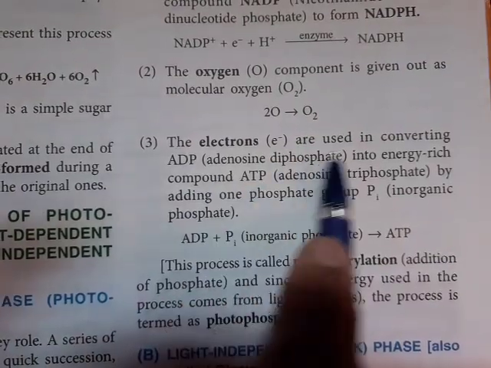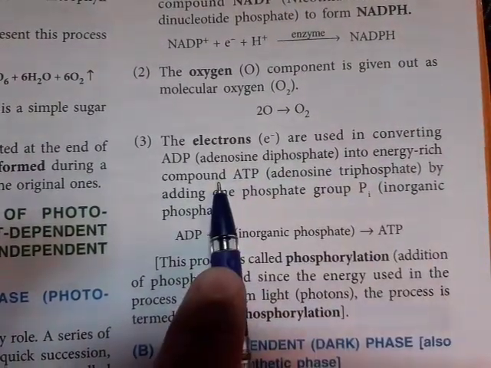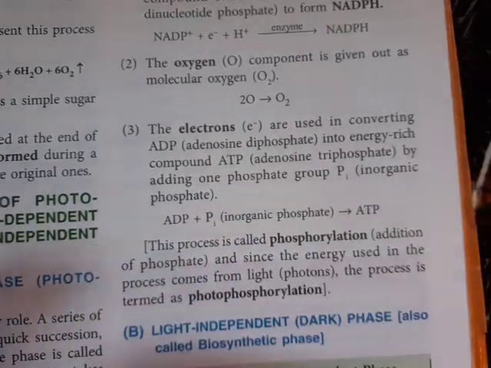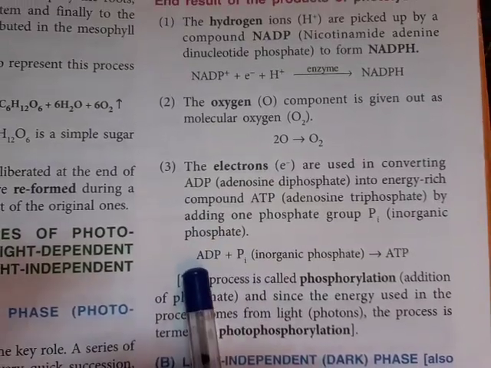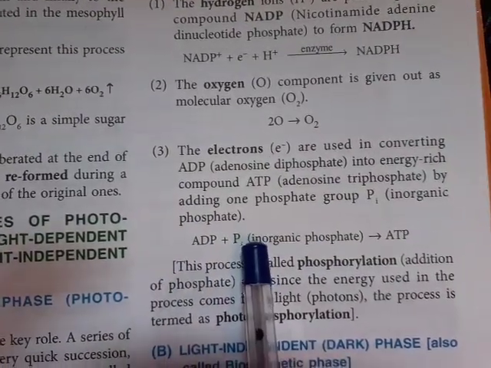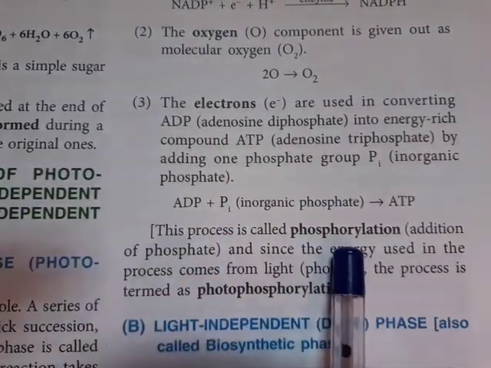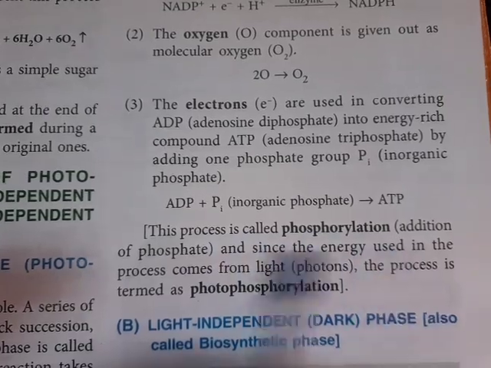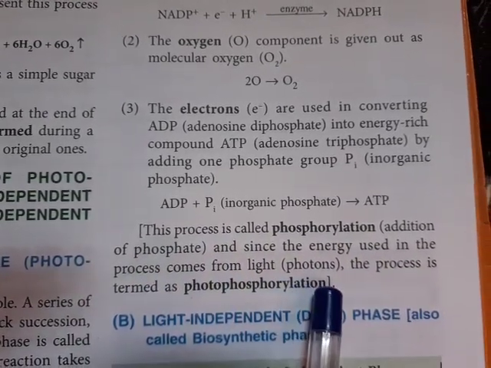Then the electrons are used in converting ADP into the energy rich compound adenosine triphosphate by adding one phosphate. So one phosphate will be added over here to the ADP. ADP is adenosine diphosphate. One phosphate will be added, which becomes adenosine triphosphate. This process is called phosphorylation, addition of phosphate. Since the energy used in the process comes from light, the process is called photophosphorylation.